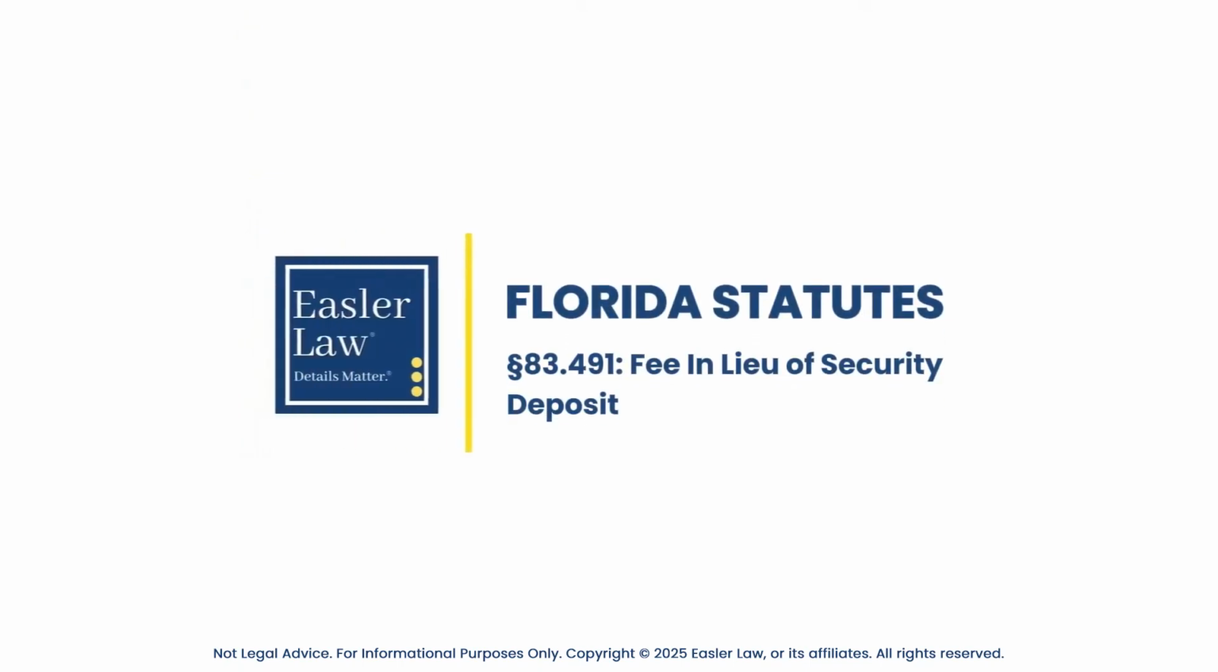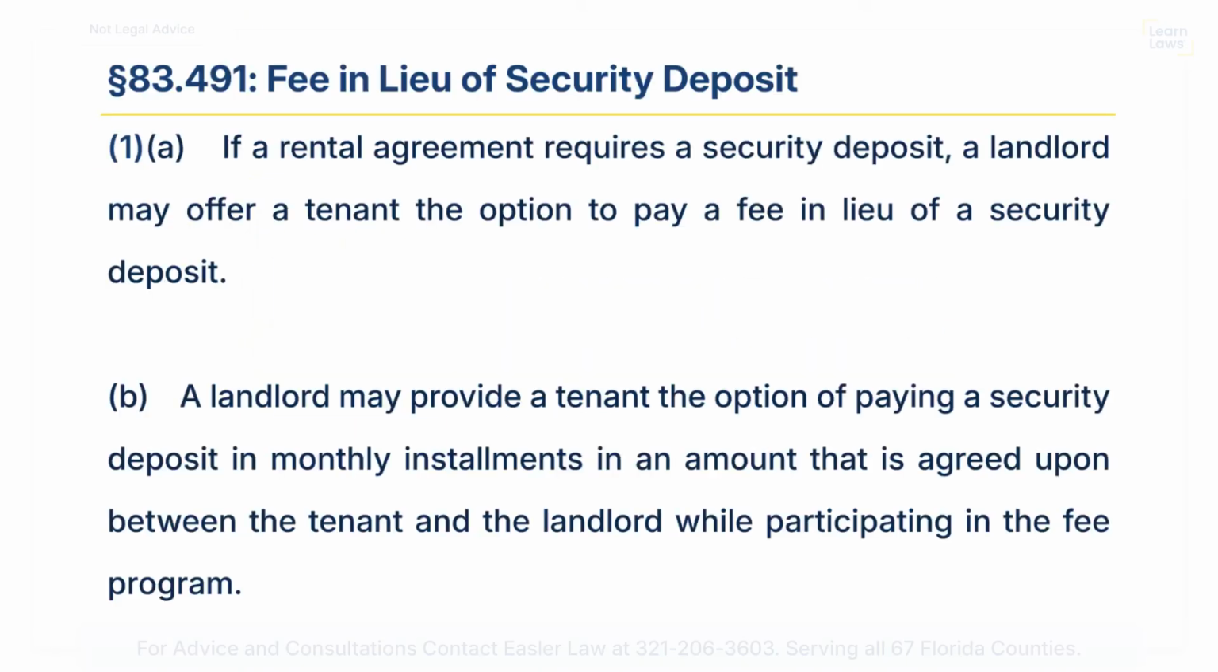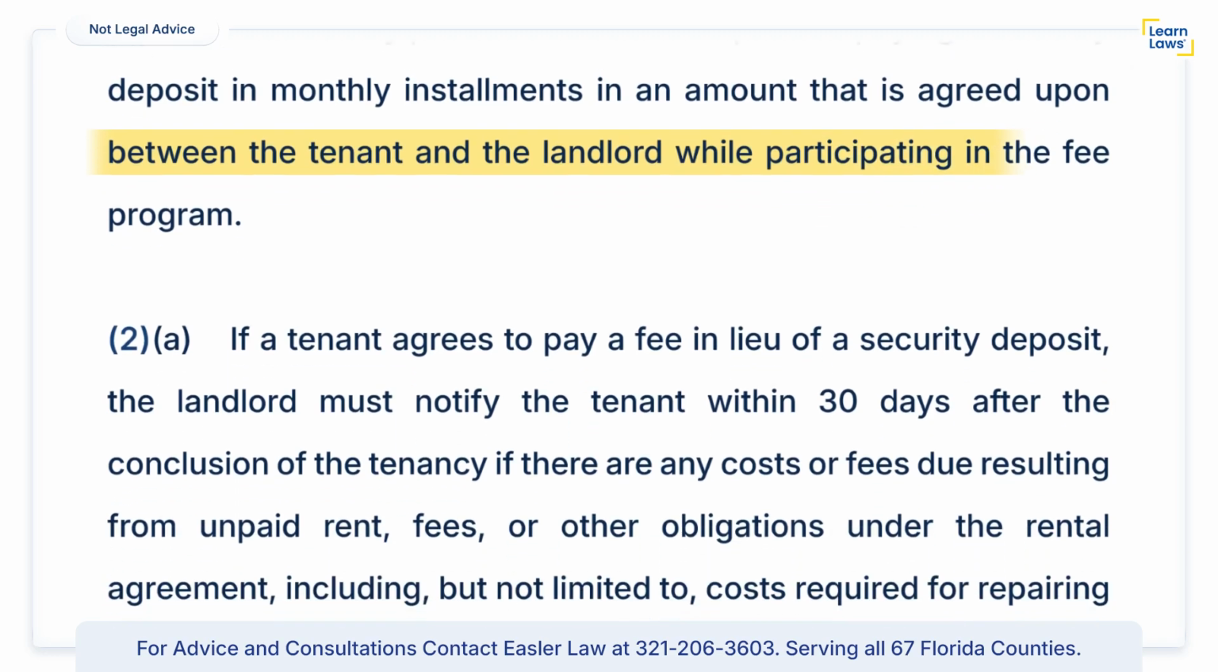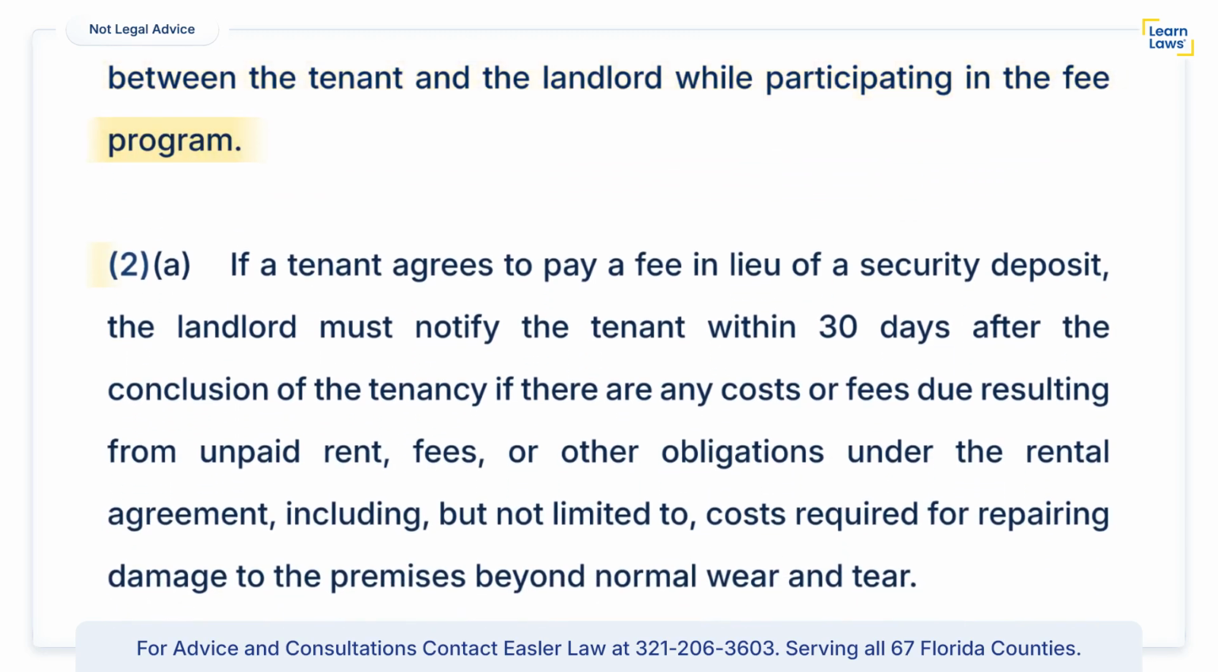Statute 83.491. 1. A. If a rental agreement requires a security deposit, a landlord may offer a tenant the option to pay a fee in lieu of a security deposit. B. A landlord may provide a tenant the option of paying a security deposit in monthly installments in an amount that is agreed upon between the tenant and the landlord while participating in the fee program.